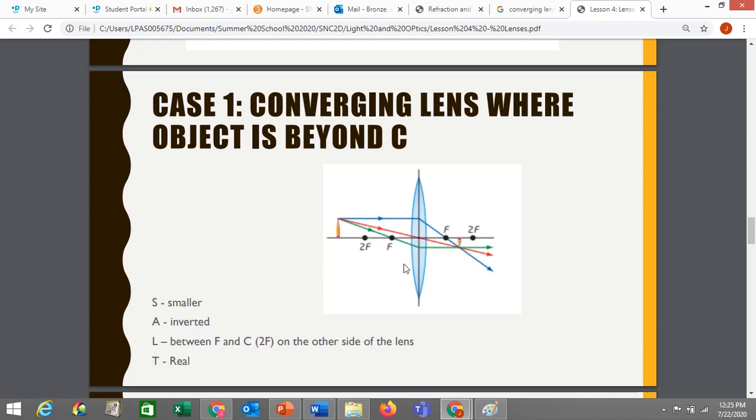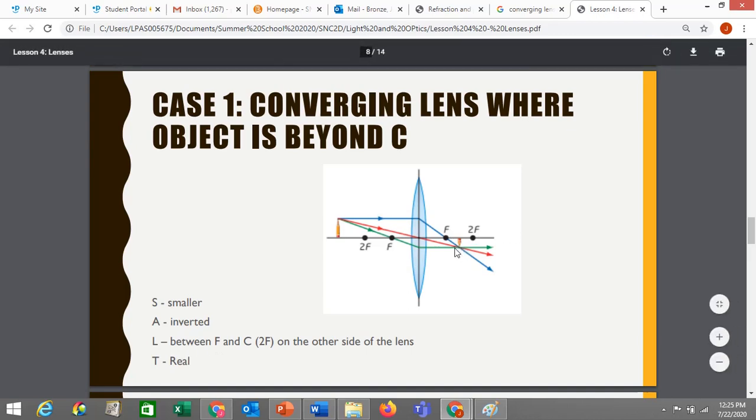We classify it according to SALT. Then it's smaller. The image is smaller than the object. It's inverted, it's upside down. It's between F and 2F, which remember, we also call C, so it's between F and C. And it's a real image because the light rays actually do cross there.